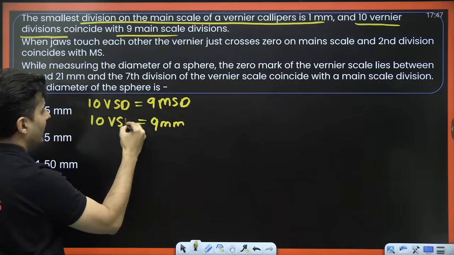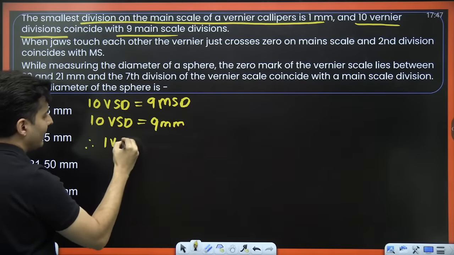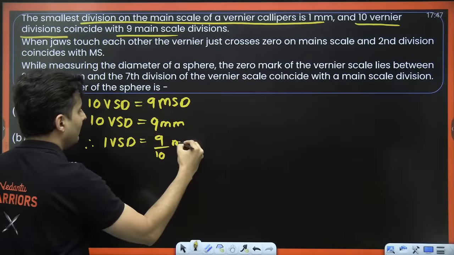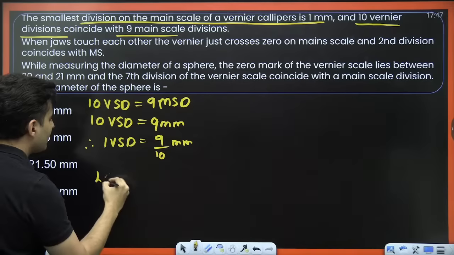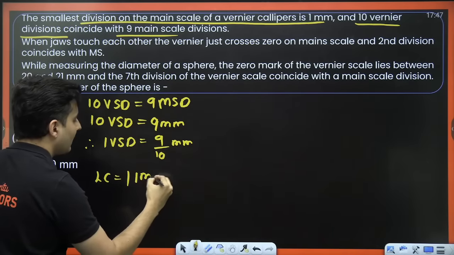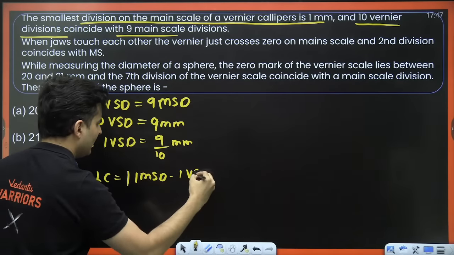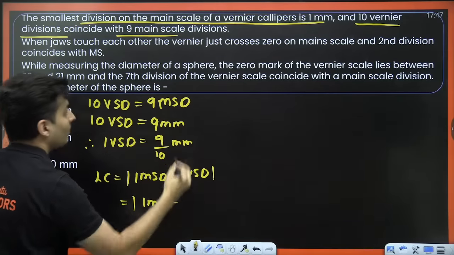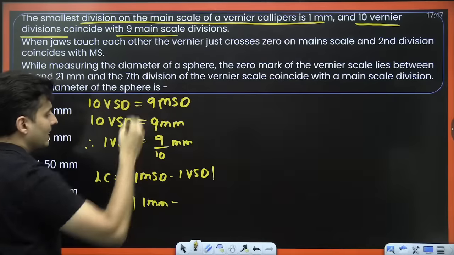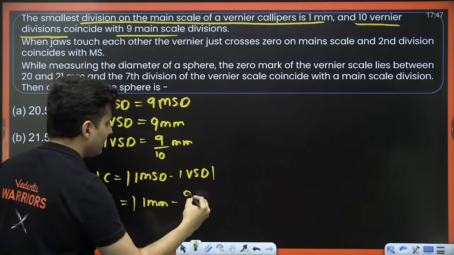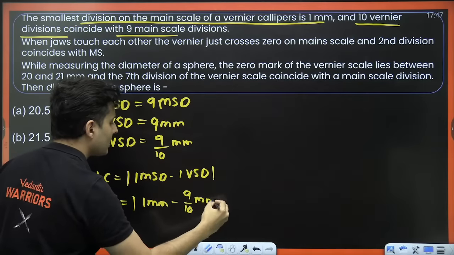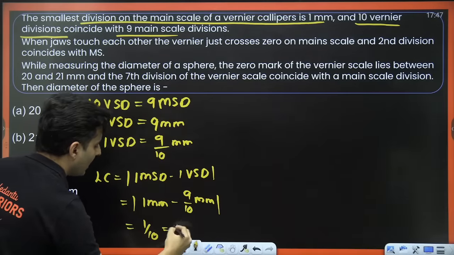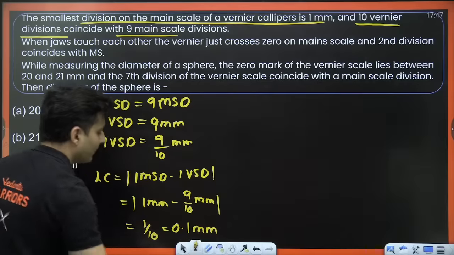So that is 10 vernier scale divisions. So one vernier scale division will be 9 divided by 10 of a millimeter. So the least count, which is one main scale division minus 1 vernier scale division: 1 millimeter is 1 main scale division, 1 vernier scale division is 9 by 10 millimeters. So I will get this as 1 by 10, which is again 0.1 of a millimeter.